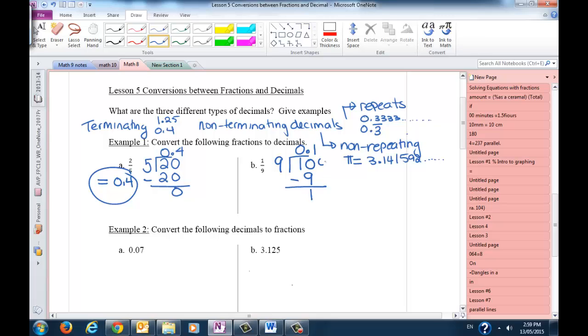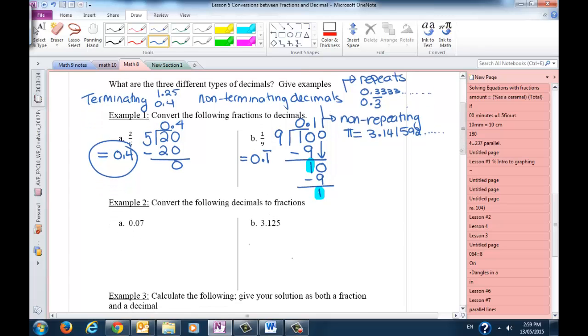I'm going to add another 0. I bring this down. 9 goes into 10 one time, and I get 9. 10 minus 9 is 1. Notice that this is going to keep repeating. Every time I do this, I'm going to end up getting a remainder of 1. This is a repeating decimal, and I say that this is equivalent to 0.1 repeating.